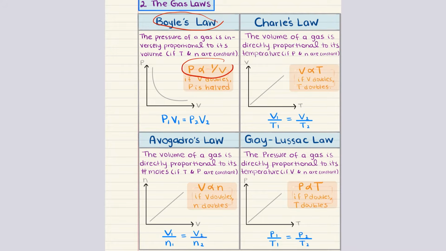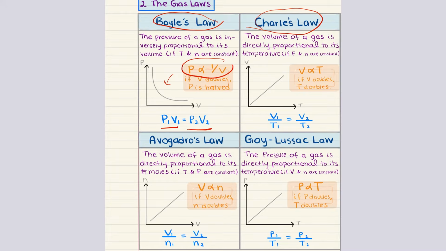Now, this relationship is represented as a hyperbolic curve on a pressure versus volume graph. And mathematically, this relationship can be expressed as P1V1 equals P2V2, indicating that the product of the initial pressure and volume is equal to the product of the pressure and volume after a change, again, provided that temperature and number of moles remain constant. Next up is Charles' law.